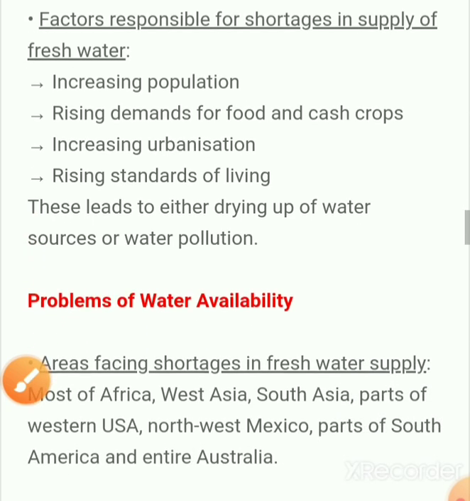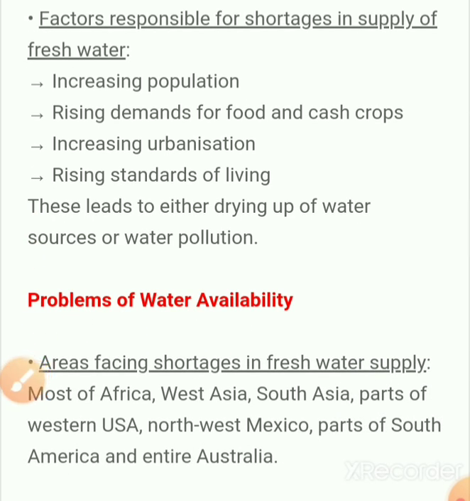Then, factors responsible for shortage in supply of fresh water. Why are we facing it, or what determines water availability? Increasing population is one factor. Then the rising demand for food and cash crops, not only food crops but commercial crops like rubber and tea, so in agriculture we need much water. Then increasing urbanization and rising standard of living. These are the four major reasons we face the problem of shortage of water supply.